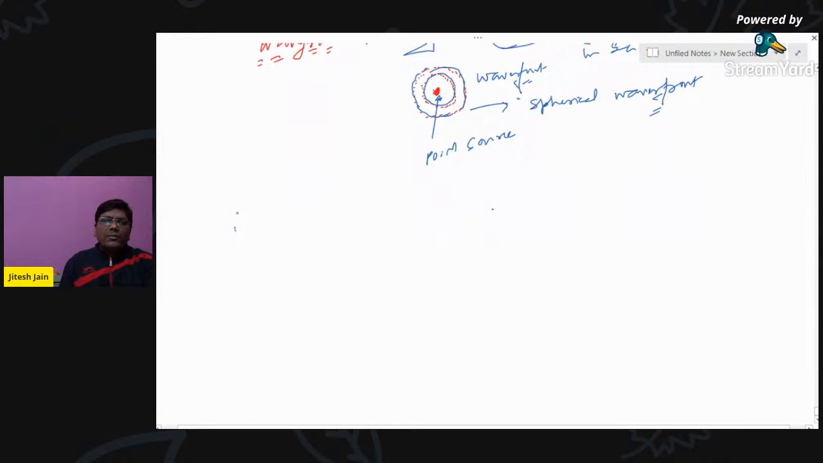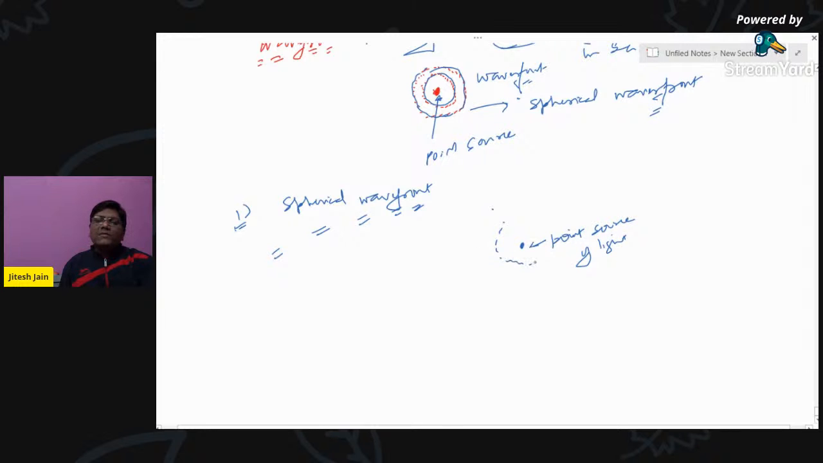The first wavefront is the spherical wavefront. For a spherical wavefront, you need a point source of light. This is a point source of light. When the locus of the particles vibrating in the same phase in the point source of light is formed, it will form a spherical wavefront. Next one is the cylindrical wavefront.